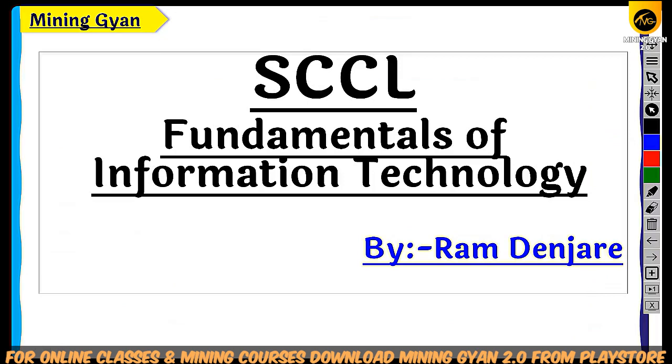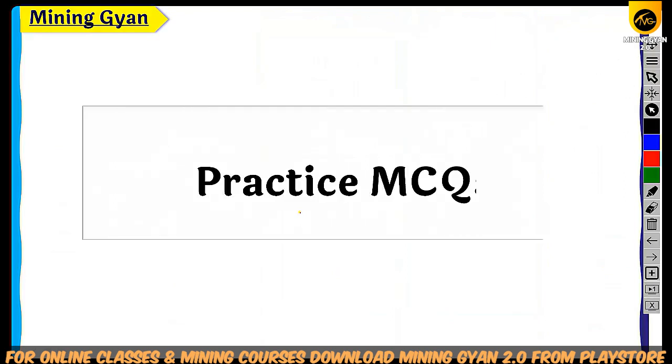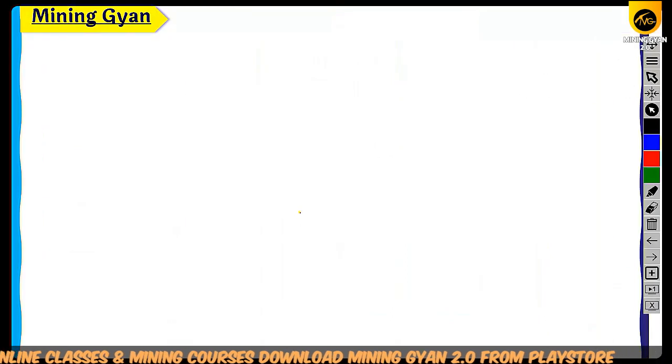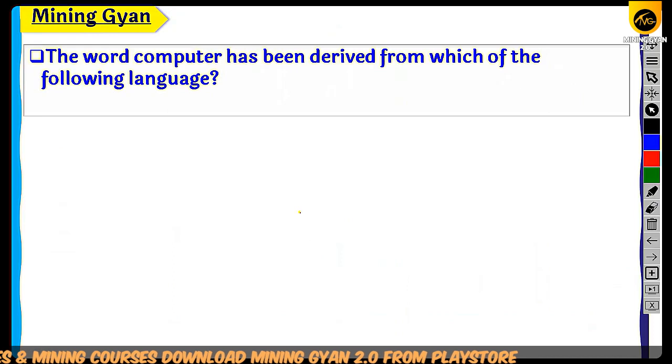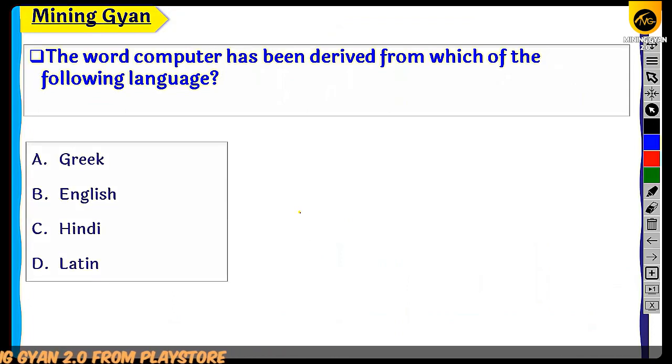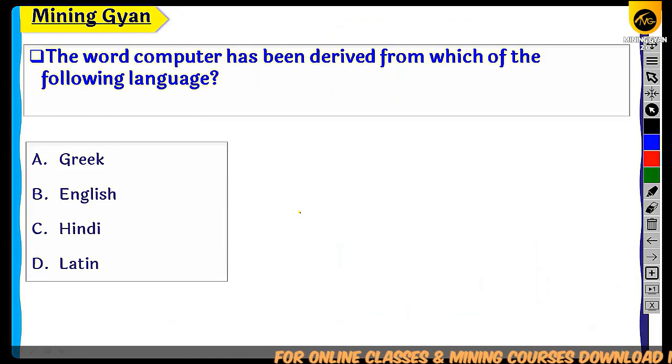The first question is, the word computer has been derived from which of the following languages? The first option is the Greek word, second is English, third is Hindi, and fourth is the Latin word. You can choose the options A, B, C, D directly and tell me in the comment section as soon as possible.